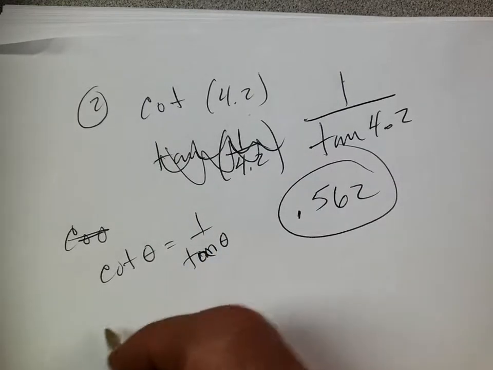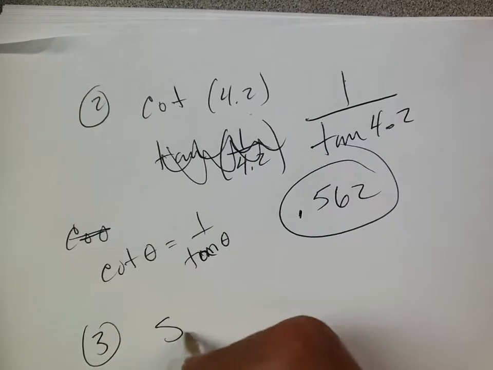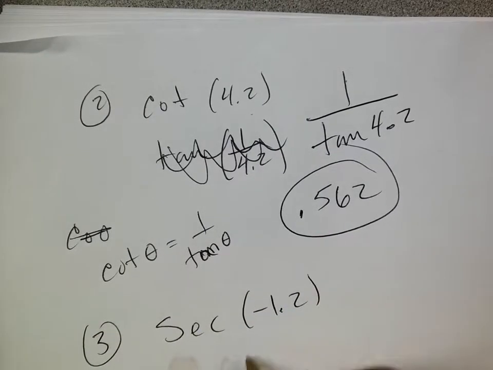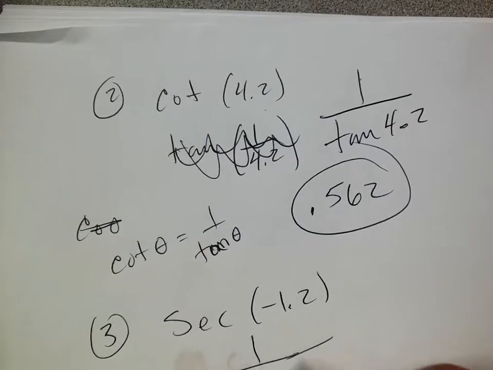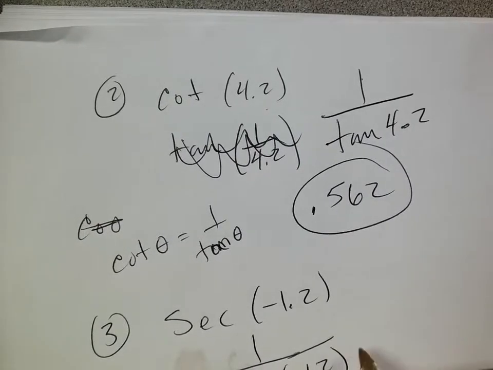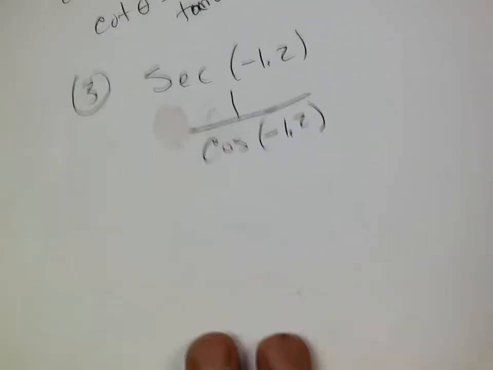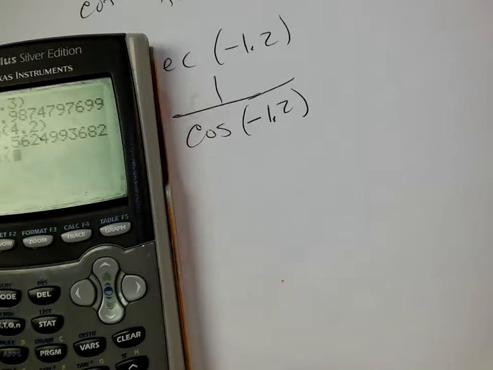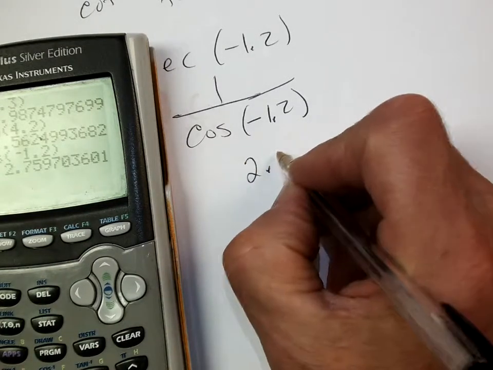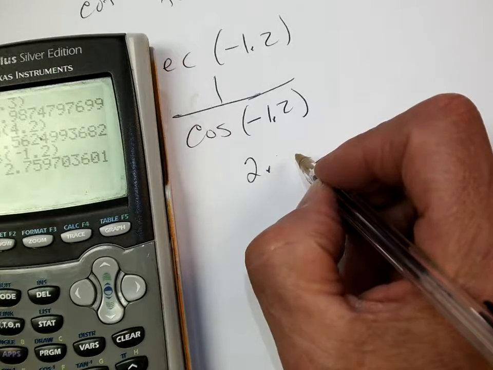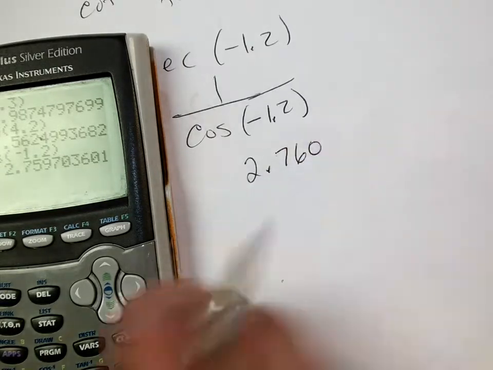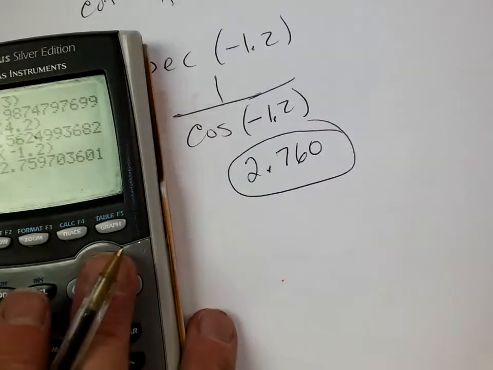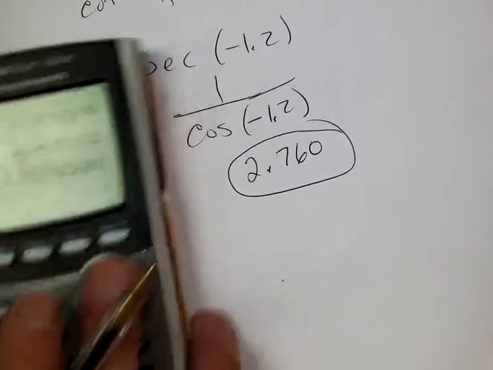Number 3. Secant of negative 1.2 is the same thing as 1 over cosine of negative 1.2, okay? So we're just going to use our calculator. I'm just going to go 1 divided by cosine of negative 1.2, and I get about 2.760 if I round to the nearest thousandth. How am I doing? Okay so far? These should be pretty easy.